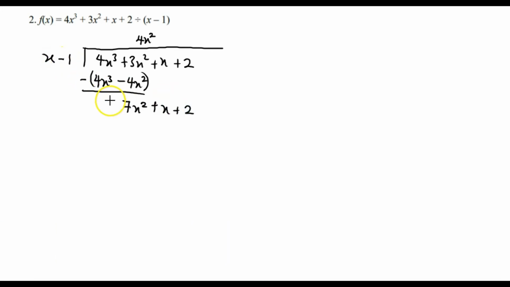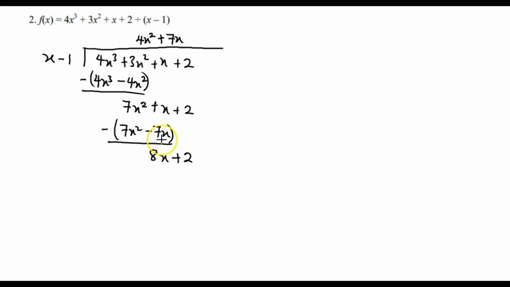Now x will go into 7x squared, that is 7x times, so plus 7x. 7x multiplies x, we have 7x squared. 7x multiplies negative 1, giving us negative 7x. We subtract between the two functions. We have 0 for 7x squared minus 7x squared. And then x minus negative 7x will give us 8x. Then we push down the remaining part, which is plus 2.